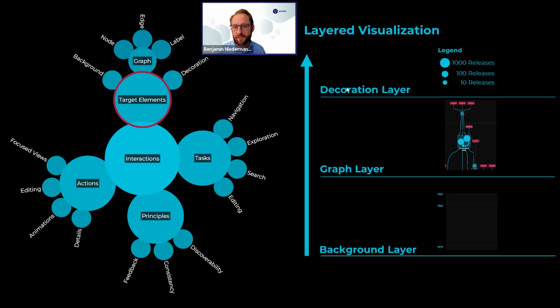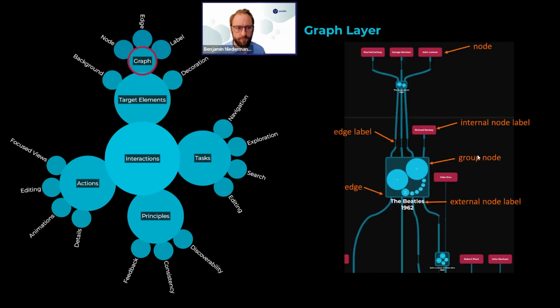So what we can do is we can divide the visualization into layers and say, okay, there is a background layer, a graph layer, and a decoration layer. In our use case, the background layer is just basically the table showing the decades. The graph layer is obvious, and then there could be also a decoration layer with legends. And of course, with each of these layers and with each of the elements of these layers, the user can interact. In this webinar today, I will mainly focus on the graph layer.